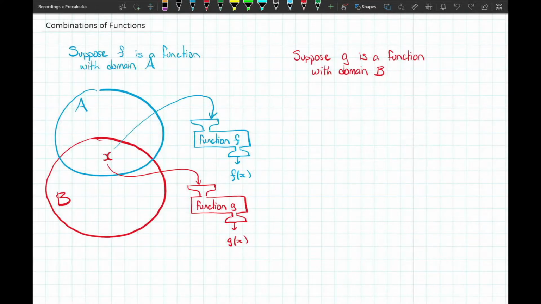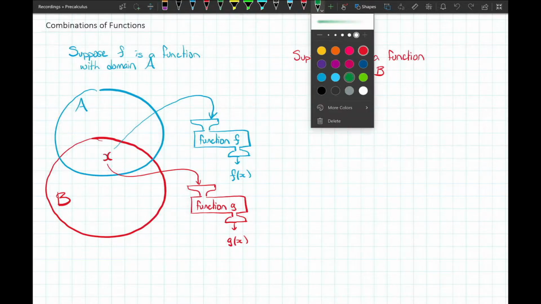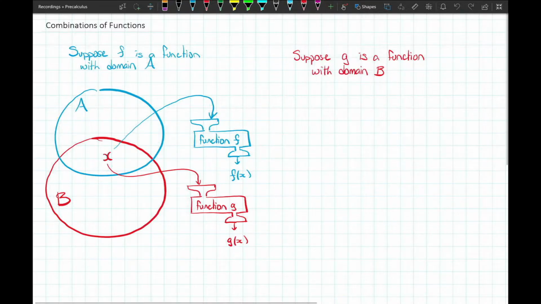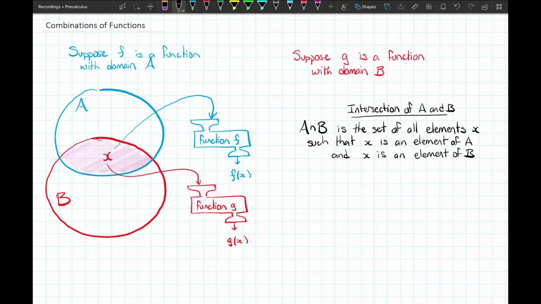Now, this region here that you can see is the overlapping region of A and B. I'll just shade that in. This purple region, the values of x that are in both domains, we call that the intersection of A and B. The intersection of A and B, written A with this little cap here, it's just an upside down union. A intersection B is the set of all elements x, where x is an element of A and an element of B. So it's really just this overlapping region here in purple.